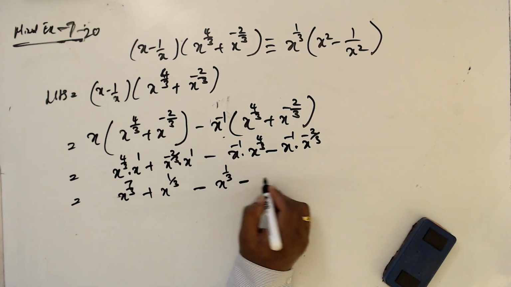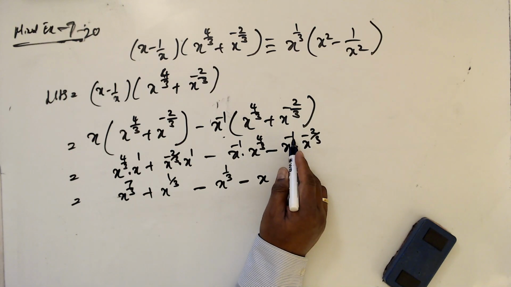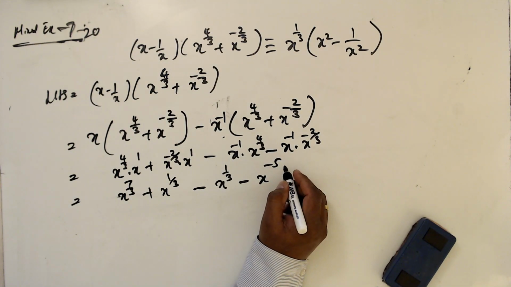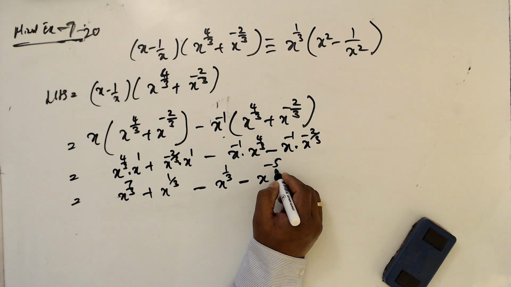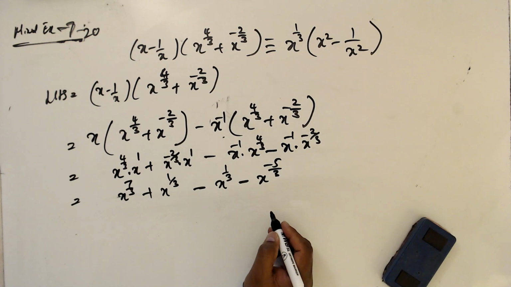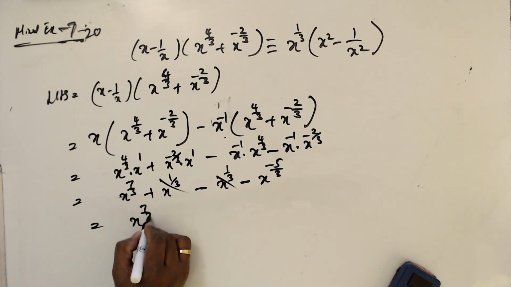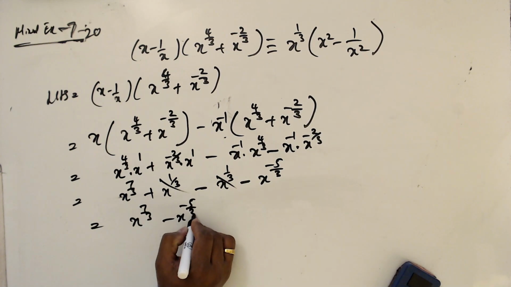And this is going to be x to the minus 5 over 3. So this cancels out. x to the 7 over 3 minus x to the minus 5 over 3.